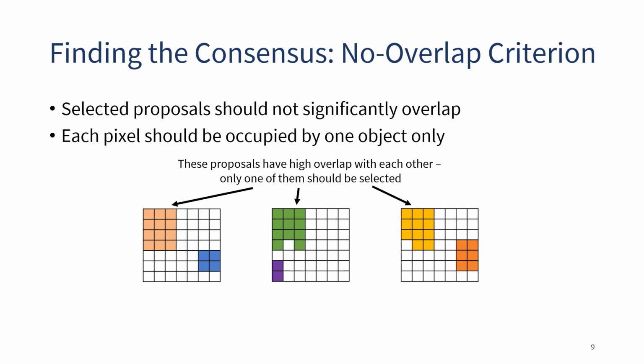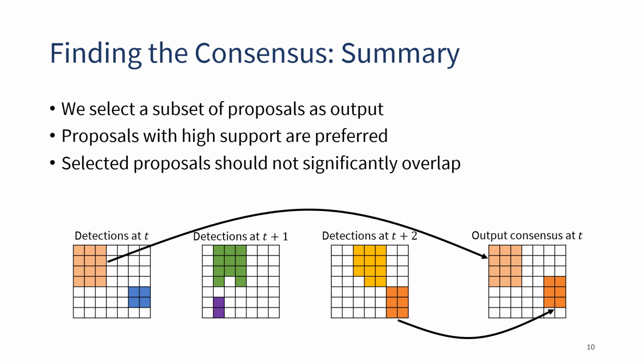The second criterion is to avoid overlap. That is, the selected proposals should not significantly overlap with each other. This is based on the simple assumption that each pixel in the output space should be occupied by one object only. In this example, this means only one of the three top left segments should be selected as the output, as they significantly overlap with each other. In summary, we want to select a subset of segment proposals from the input using the support and the no overlap criteria. In practice, this is implemented with an integer programming optimization.